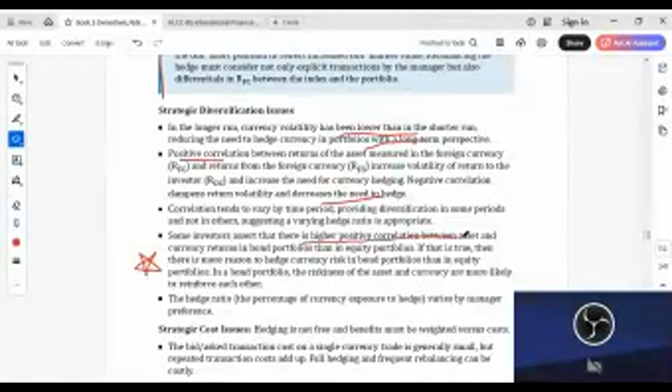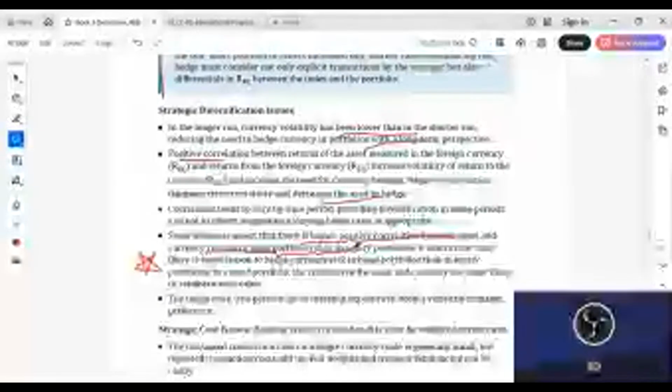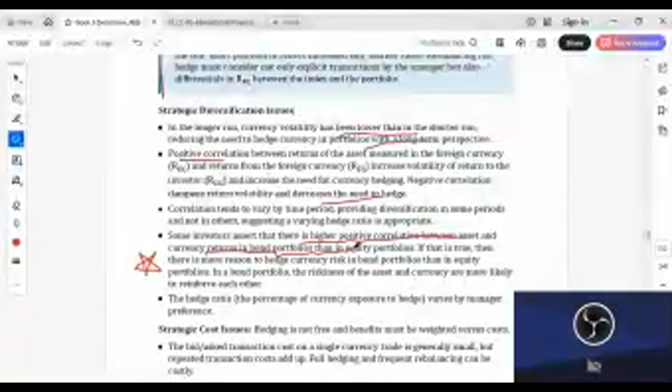Usually there is a higher positive correlation between asset and currency returns in bond portfolios than in equity portfolios. If that is true, then if you are holding international bond portfolios, there will be more reason to hedge than for equity portfolios, right? Because here the riskiness of asset and currency are more likely to reinforce each other.